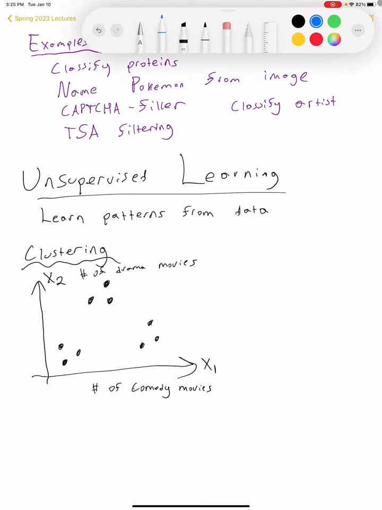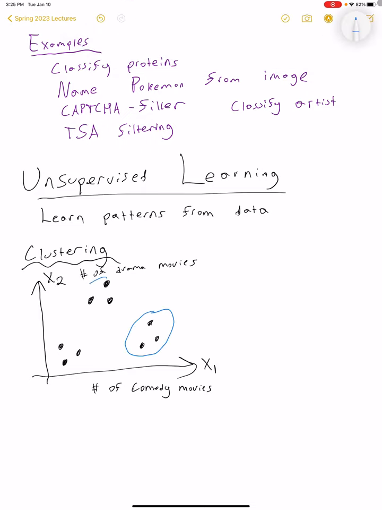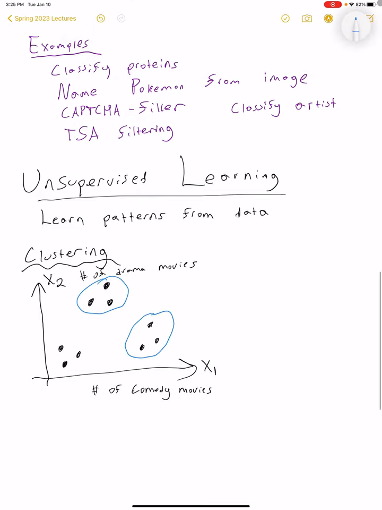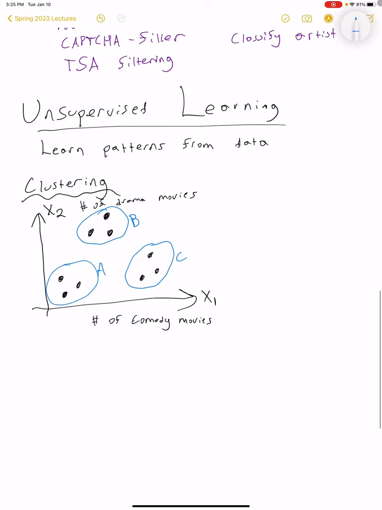So the goal of clustering, which is a type of unsupervised learning, is to automatically group or cluster the data points together so that you can, for example, recommend the same movies to the users in group A, same for group B, same for group C. There's a lot of high-paying jobs you can get with the skills you learn in this class.